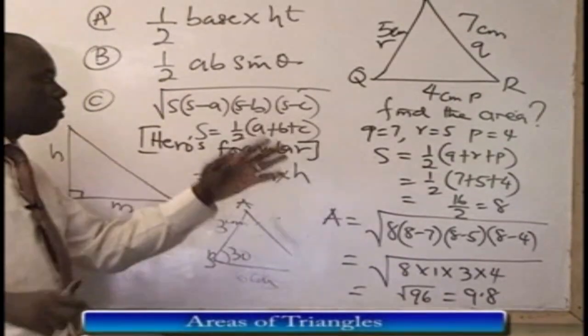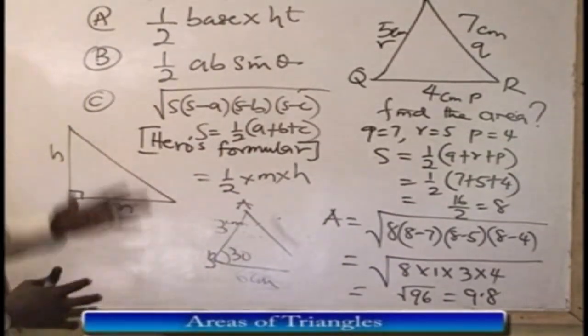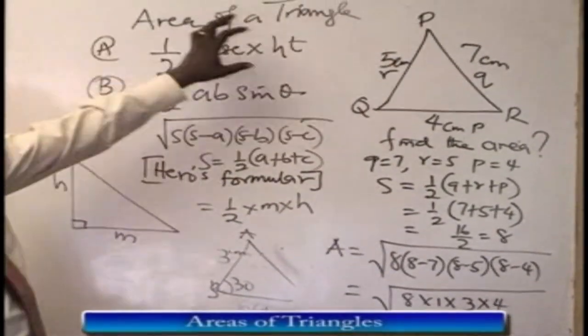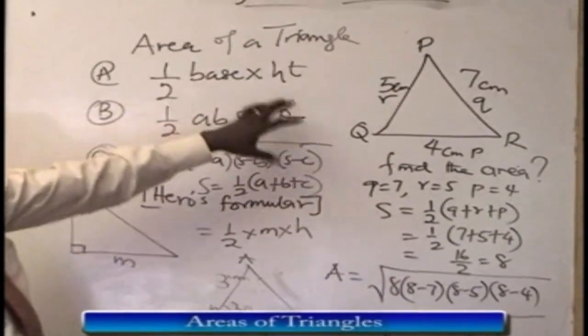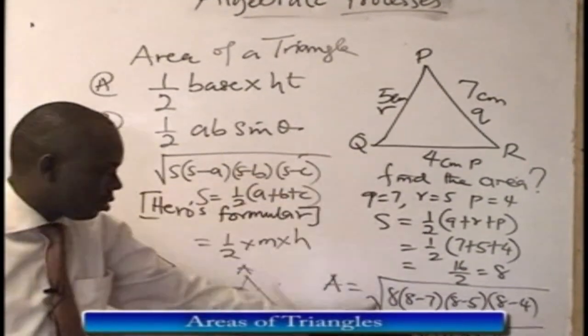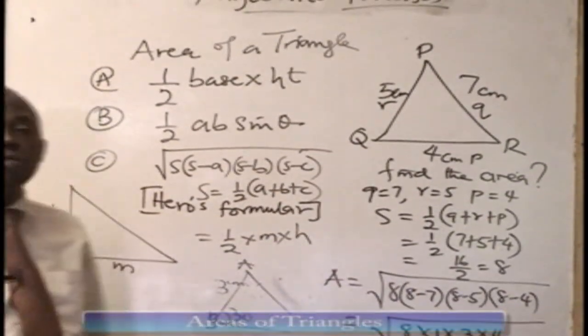So these are the 3 different ways you can determine the area of a triangle. You either use half base times height, use half AB sine theta, or you use Hero's formula, which is what we have just demonstrated there. Let's quickly move to quadrilateral.